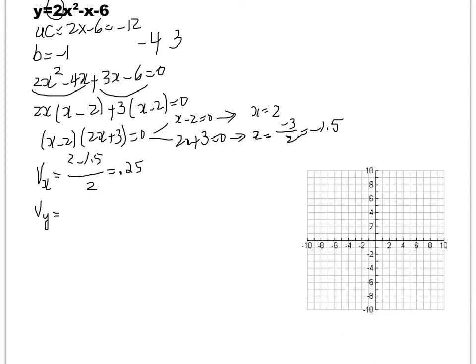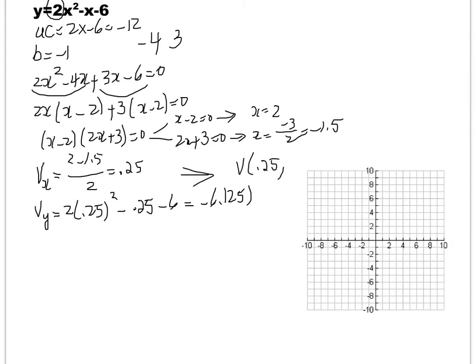So I get y is 2 times 0.25 squared minus 0.25 minus 6. If you simplify this one, then you get negative 6.125. So from these two, I get the vertex is at 0.25 and negative 6.125.